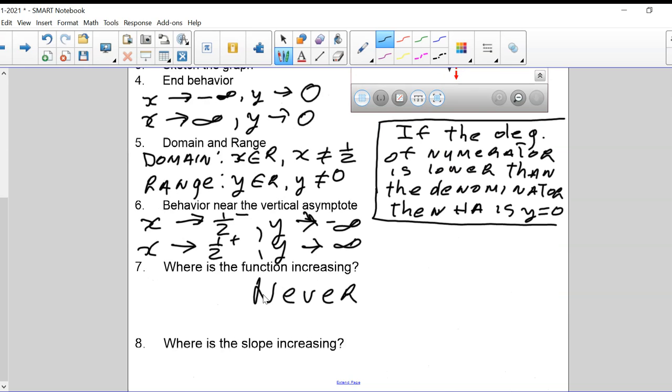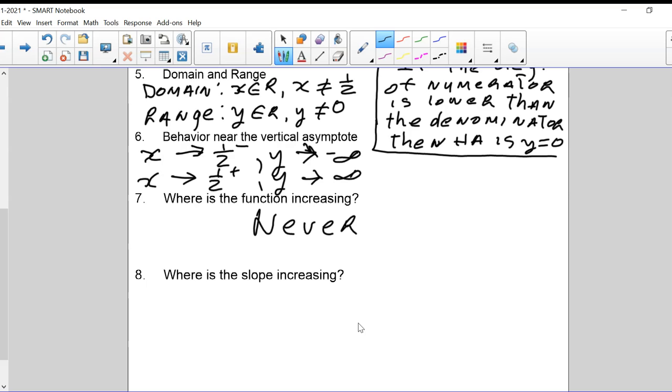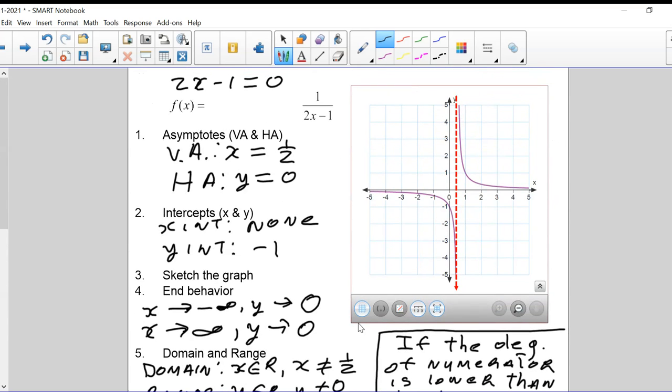Where is the slope increasing? Now remember, we talked about this the last time. It has to be what's happening to the tangents. Put a tangent up against the line and watch how that tangent is rotating as you go from left to right. You must go from left to right. Where is the slope increasing?